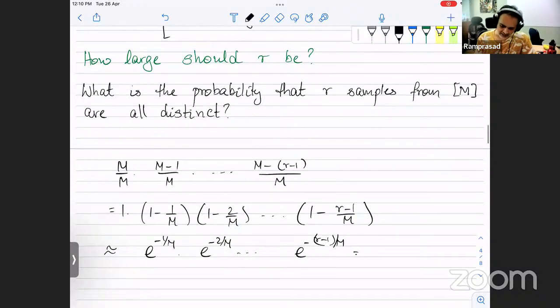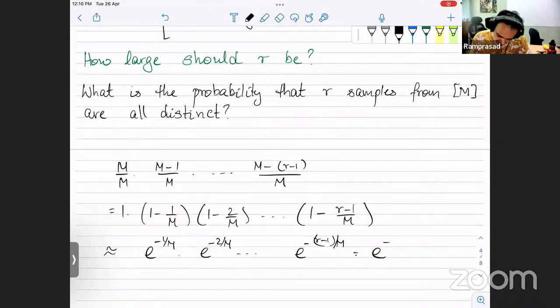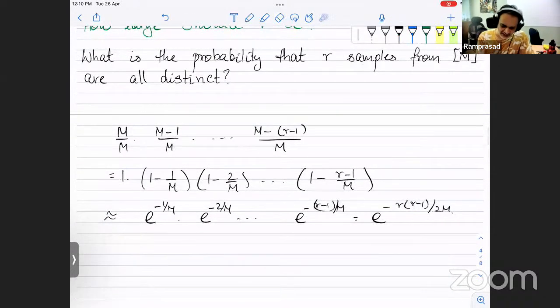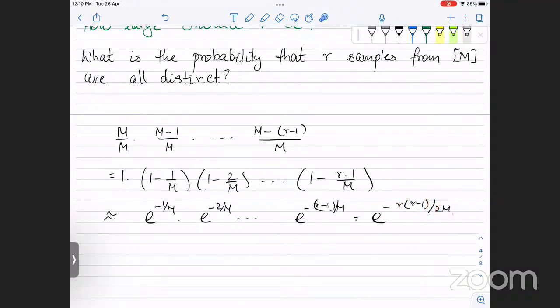Okay, and the nice thing about going to exponentials is that in a product of a bunch of exponentials, the exponents all add up. So the exponent of e is now going to be 1 over m plus 2 over m plus 3 over m all the way till r minus 1 over m, which we know is basically e power minus r into r minus 1 over 2m. The actual thing is not important except that the numerator looks like an r squared. There is an m in the denominator.